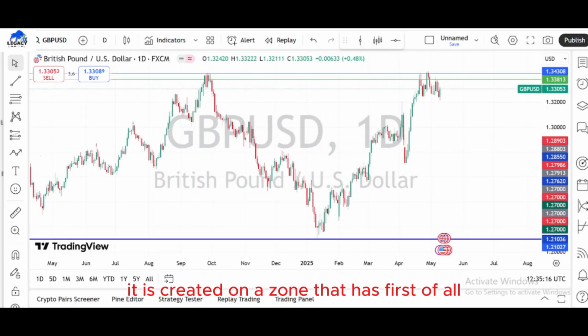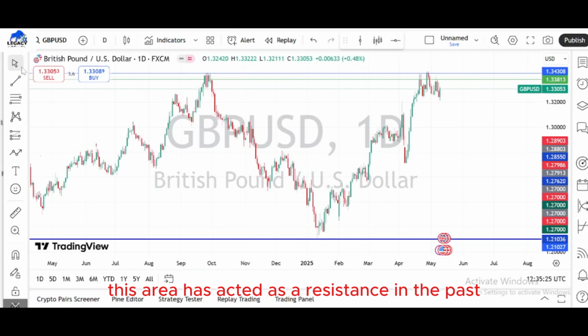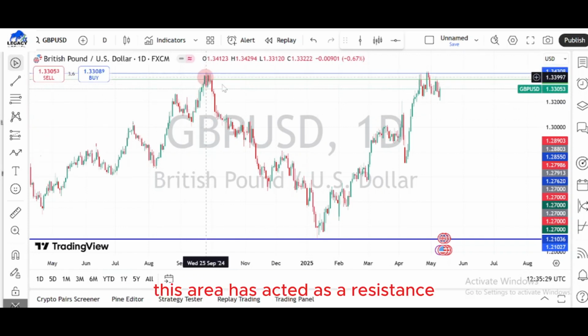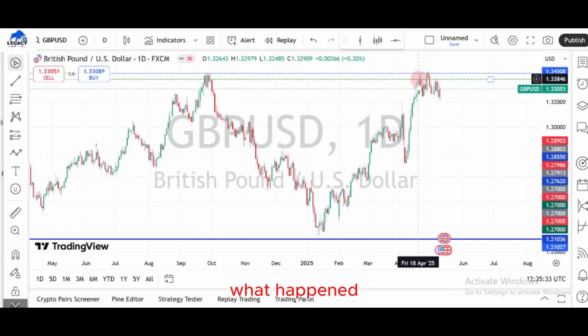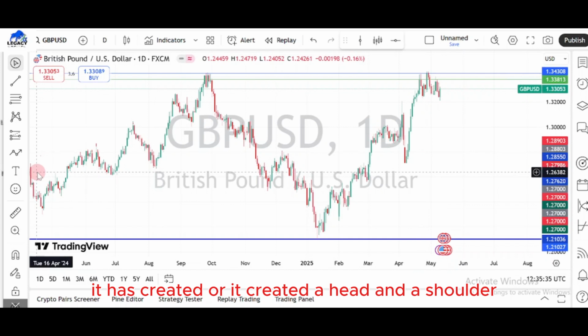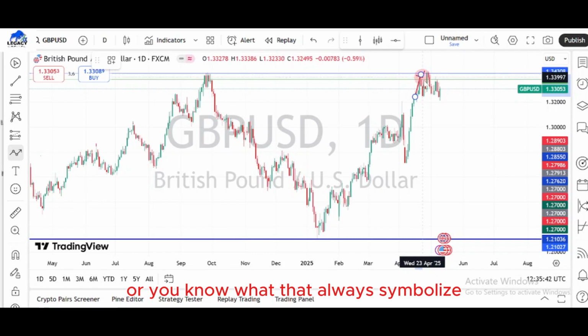It is created on a zone that has first of all acted as a resistance. So we notice that this area has acted as a resistance in the past. So when the market got to this level, what happened? It created a head and shoulders. You know what that always symbolizes in trading.